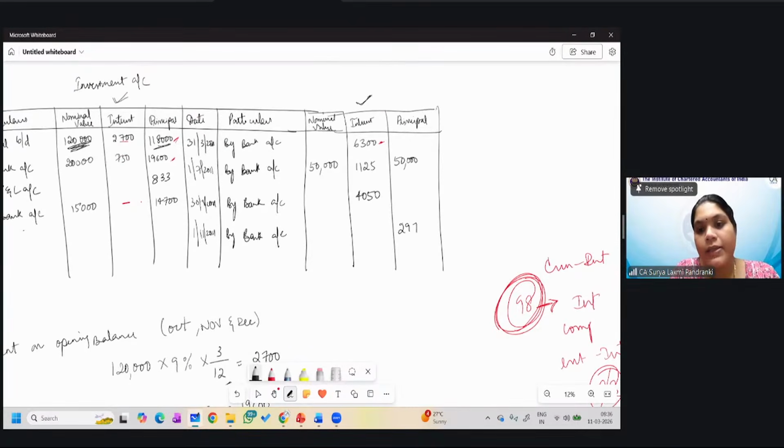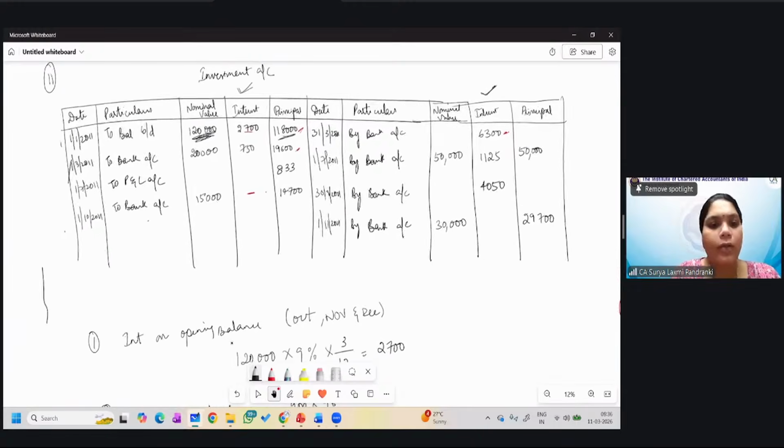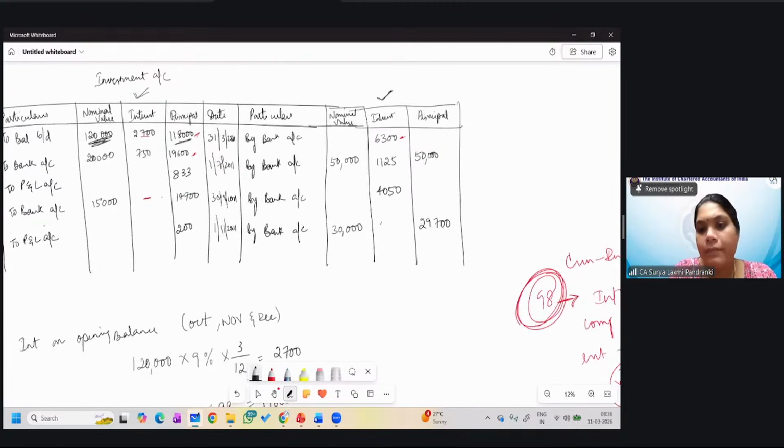Sale value is 29,700. And how many did we sell? Nominal value is 30,000. Calculate the interest accrued also on that. No, I didn't do that. Please do it. How much is the interest accrued on 1st November 2011? Please calculate that. 225. Okay. Is that right?